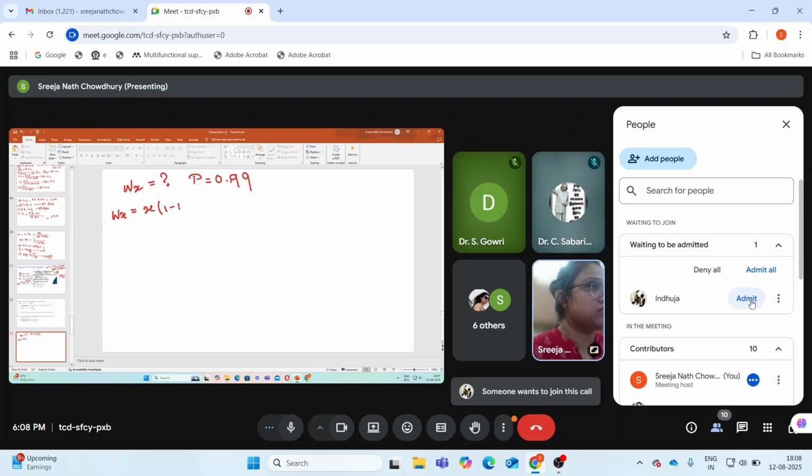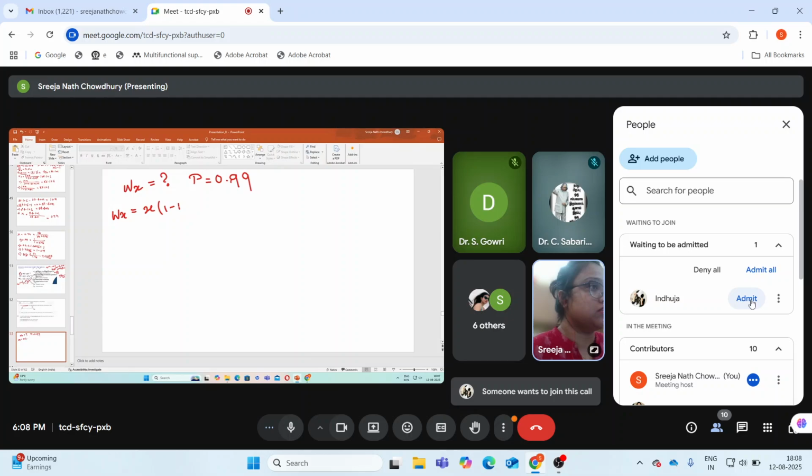Just read the problem once and you can find it out. Yes, the degree of polymerization is 100. Good, because here it is written that the degree of polymerization is 100. So x will be 100. So our degree of polymerization x is equal to 100.